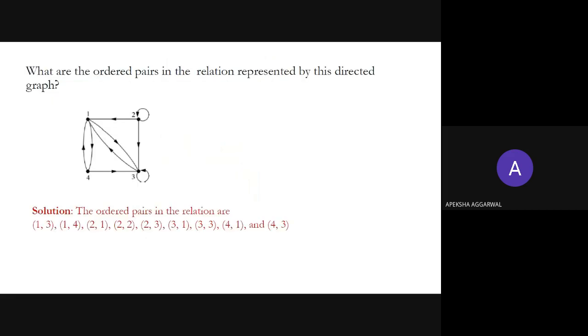Now, the question is, you are given a directed graph. This question is also given in your tutorial. You need to find all the ordered pairs. You will find them easily. Start from 1. From 1 it is going to 4, and 1 to 3 also. So 1,3 and 1,4. Go to 2. So 2,2, 2,3, and 2,1 is also there. Then go to 3. 3,3, 3,1 is there, and so on.